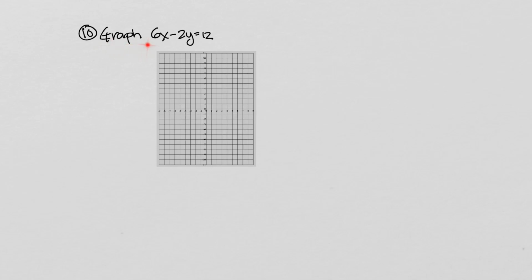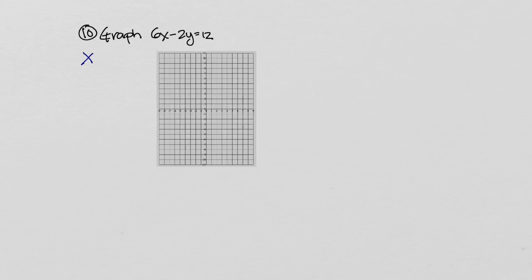So in problem 10, we want to graph this linear equation, 6x minus 2y equals 12. And notice the form: the variables are on the left side, the constants are on the right side, and these two coefficients, the 6 and the negative 2, divide evenly into the 12. So what we're going to do is use the intercept form, and we do that by creating a table with just 2 points. So let's do this.